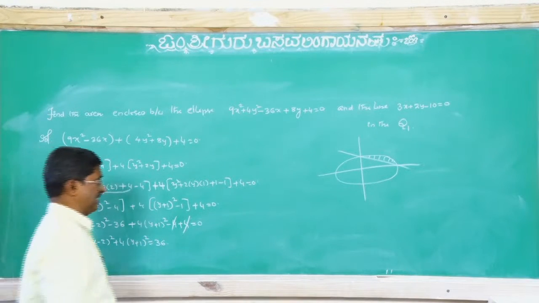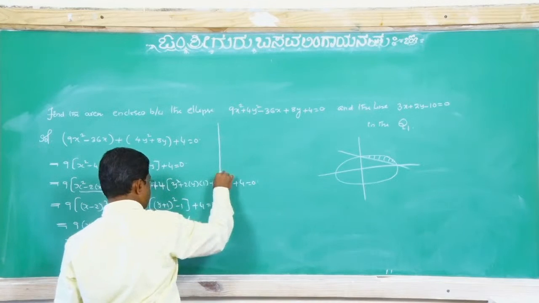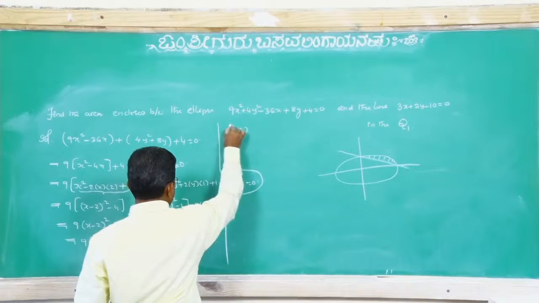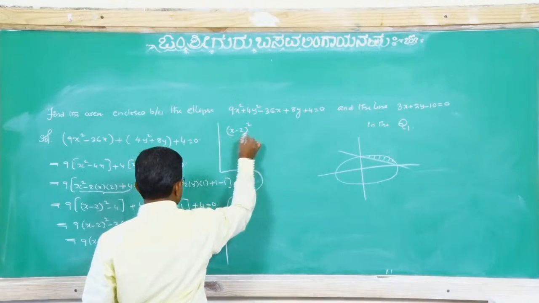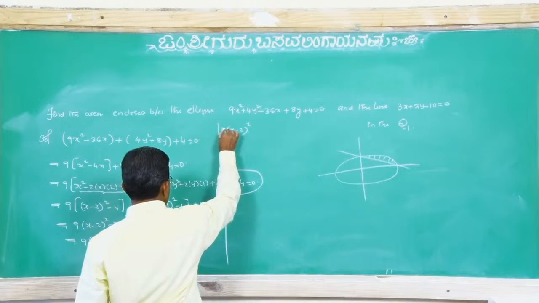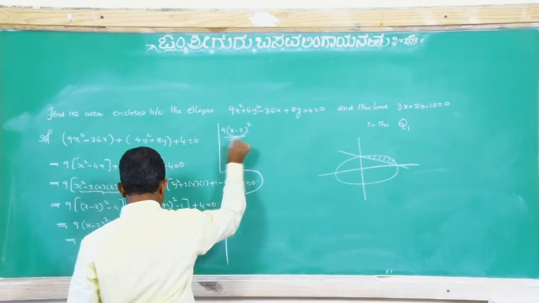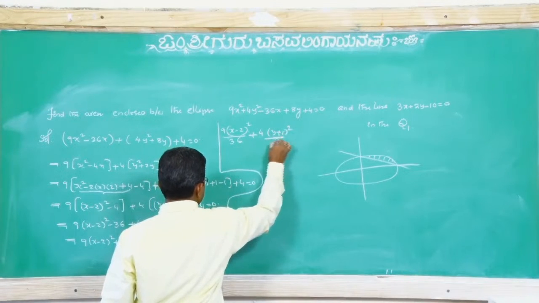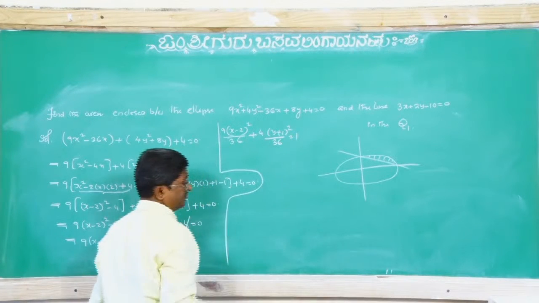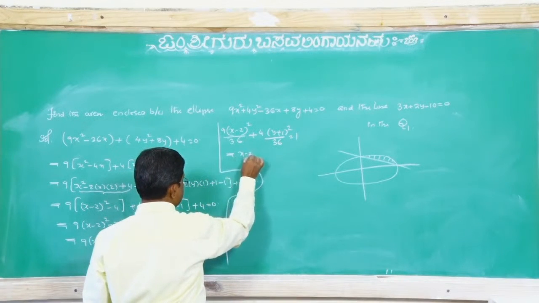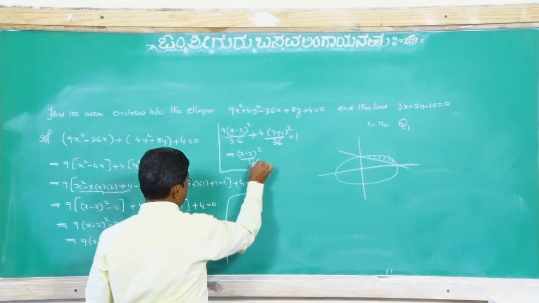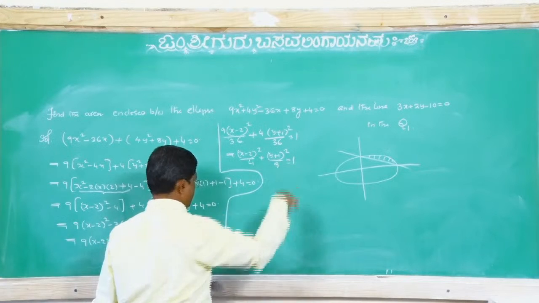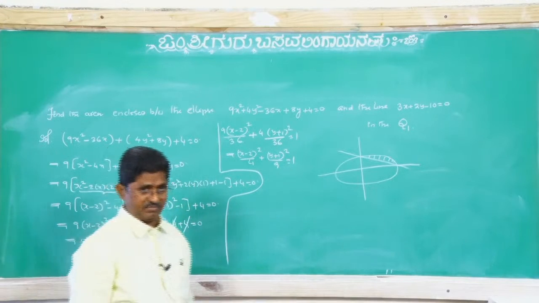Dividing both sides by 36 to make the standard form. So that is 9 times x minus 2 whole square divided by 36, plus 4 times y plus 1 whole square by 36, is equal to 1. Can be written as x minus 2 whole square by 4 plus y plus 1 whole square by 9 is equal to 1. This is the standard form of the ellipse.